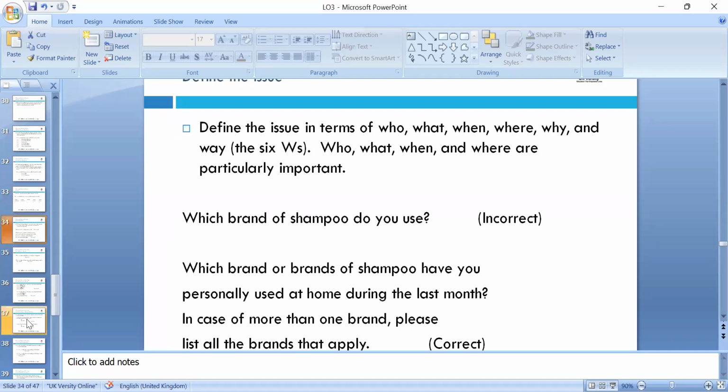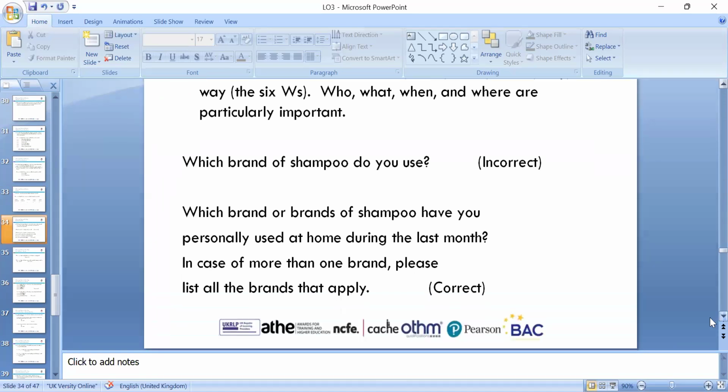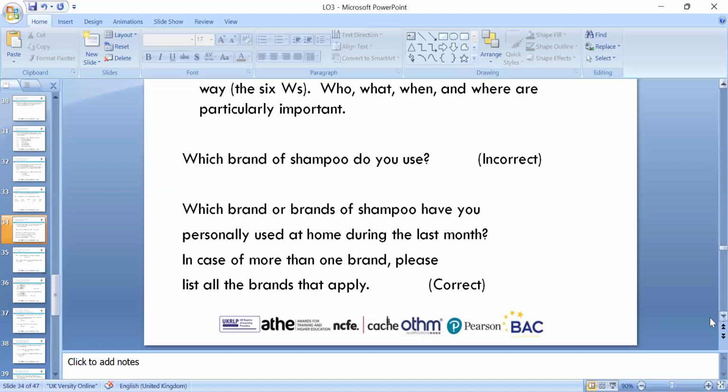Okay, definitely. These are all about defining the issue in terms of what, when, where. What brand of shampoo do you use? So it's incorrect. Which brand or brands of shampoo do you personally use at home during the last month? In that case it's more than one brand. Please list all the brands. That can be a correct way to ask it.